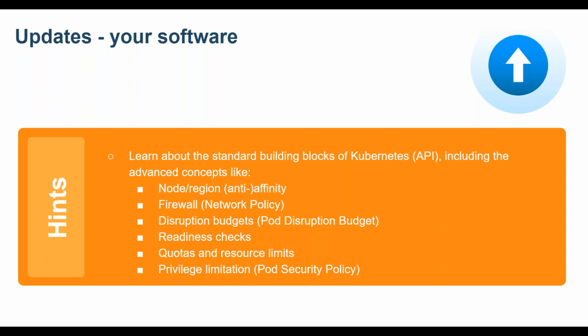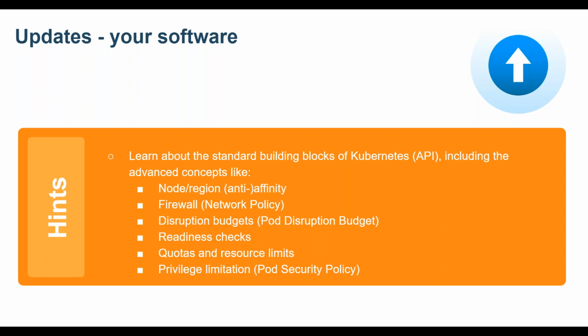So my hint here is to also check some more advanced concepts of Kubernetes, like node or region anti-affinity, network policies, which act as a firewall in Kubernetes, pod disruption budgets that I already mentioned, and readiness checks that I also mentioned in the rollout scenario, where new pods started for a new version are first checked for readiness, for health checks, and only if they pass, they are included in the pool of pods that are connected to the load balancer. Read about quotas and resource limits to make your updates safer.